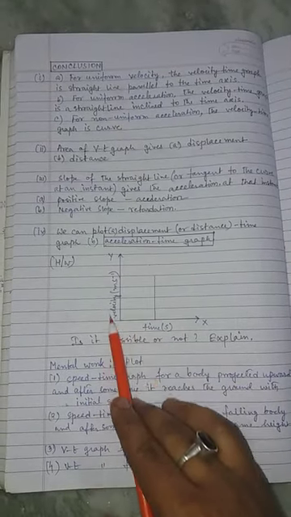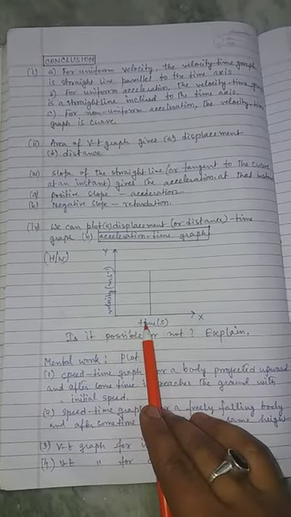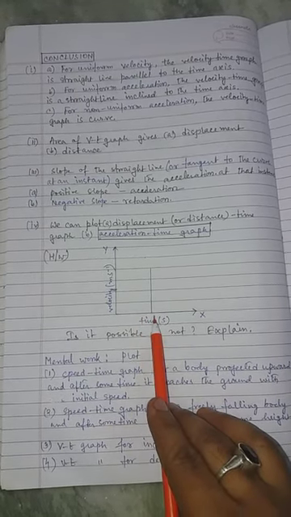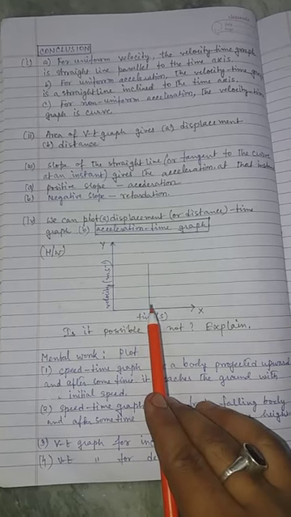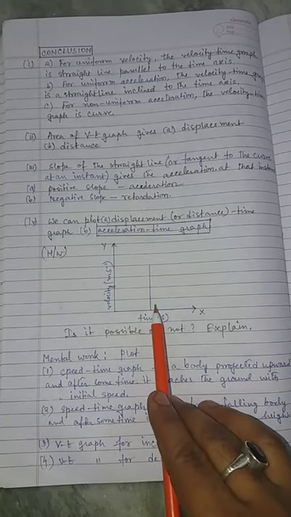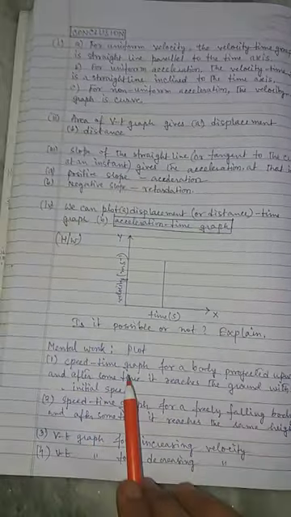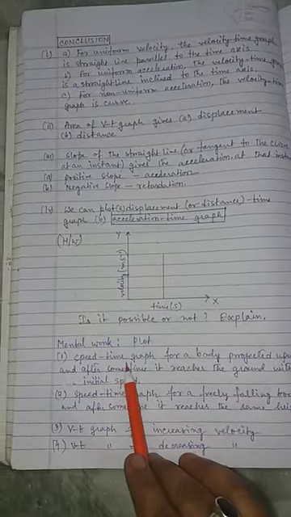Here a graph is considered. You try this answer, and if you have doubt, you must write in the comment section. Is it possible or not? Explain. Mental work. Plot speed time graph.